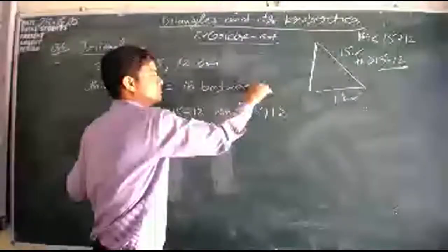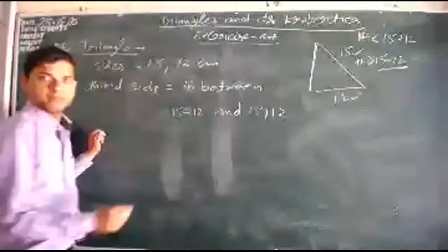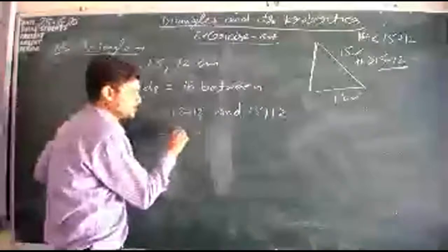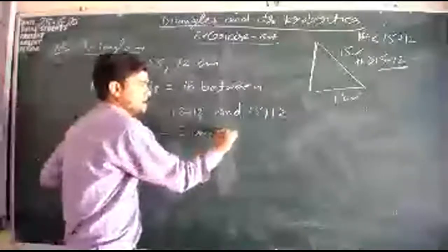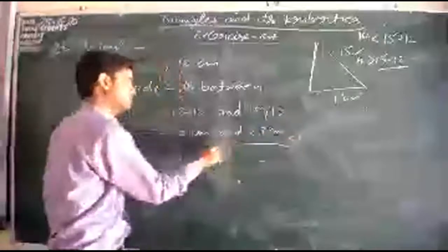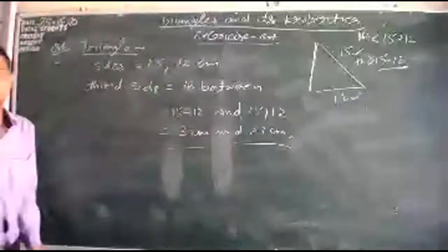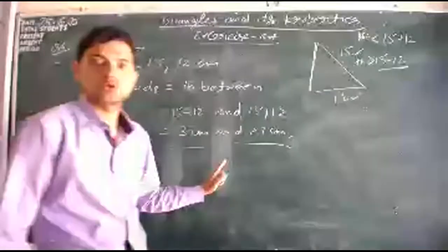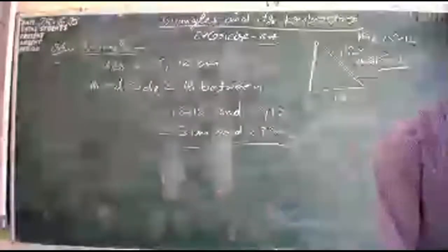In between these two it will lie. Okay, so 15 minus 12 is equal to 3 centimeter and 15 plus 12 is equal to 27 centimeter. That's your answer. Clear? मतलब इससे तो बड़ी होगी और इससे छोटी होगी, इनके बीच में कहीं पर भी हो सकती है. That's your answer.